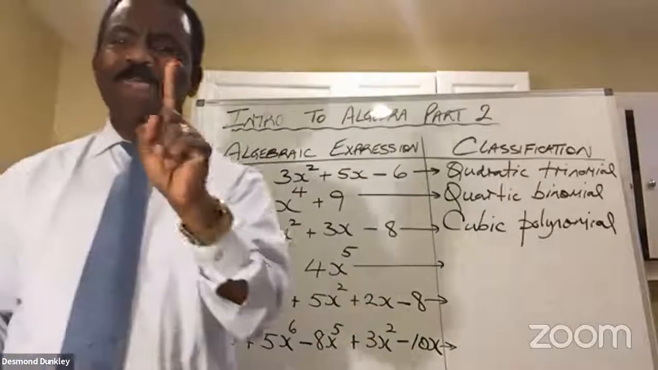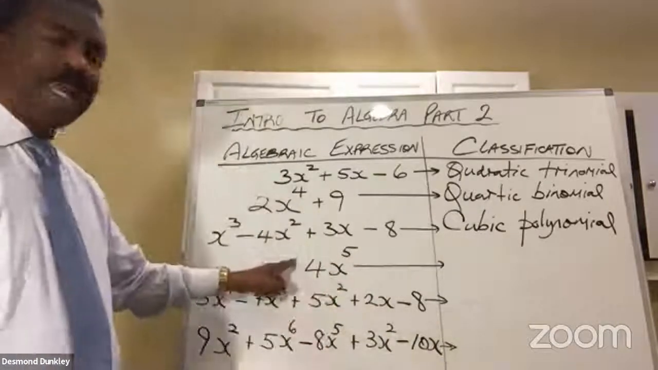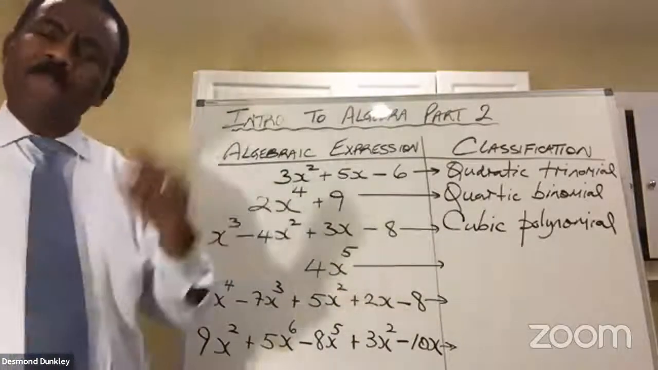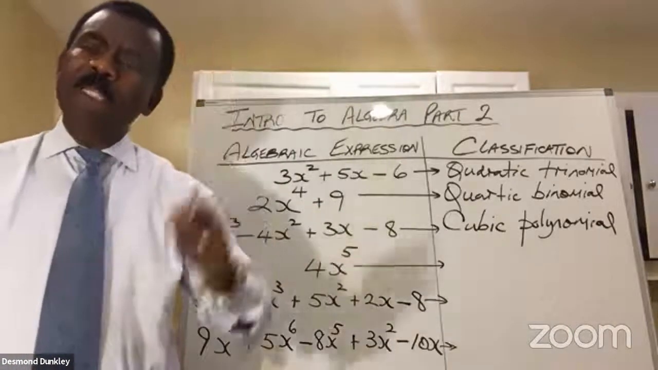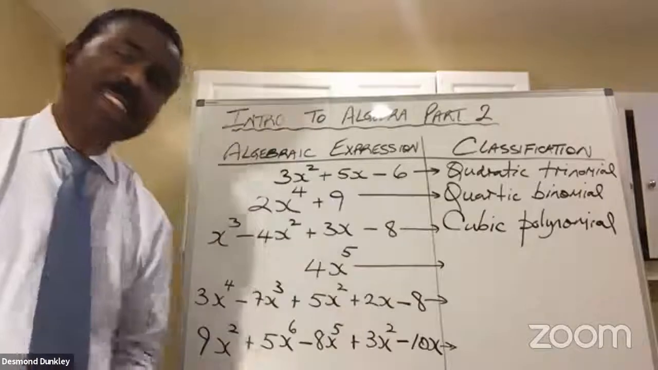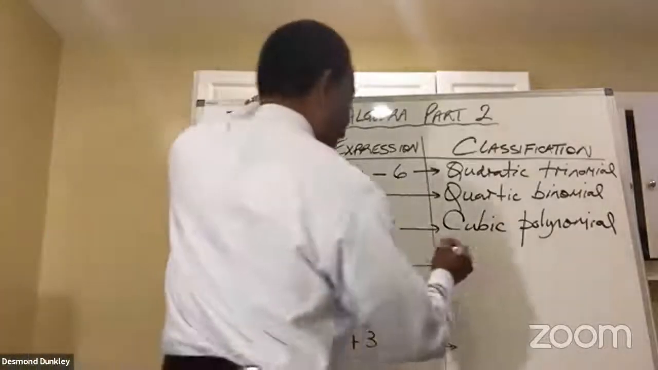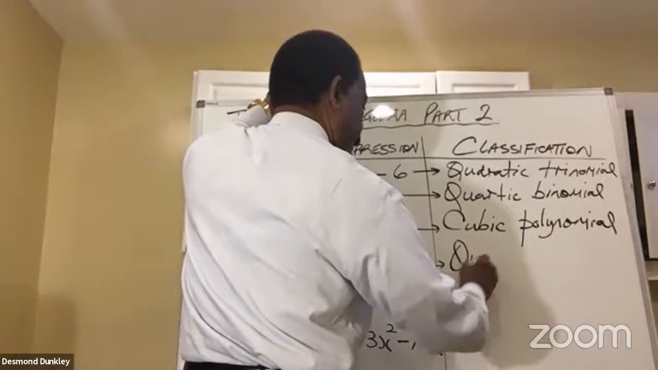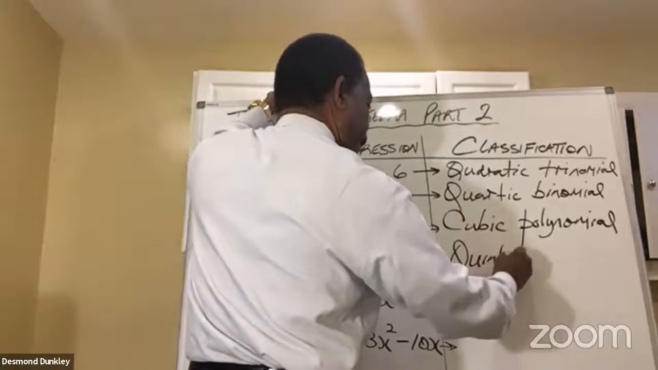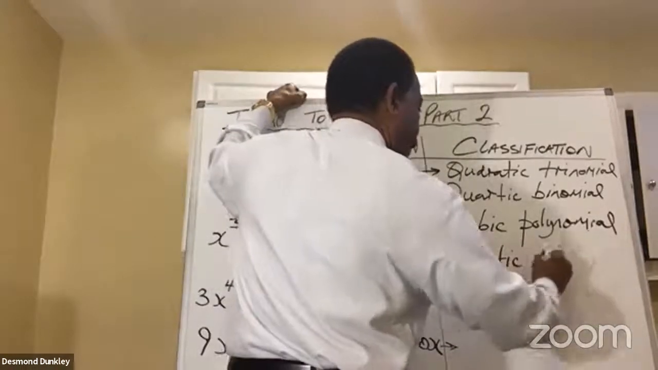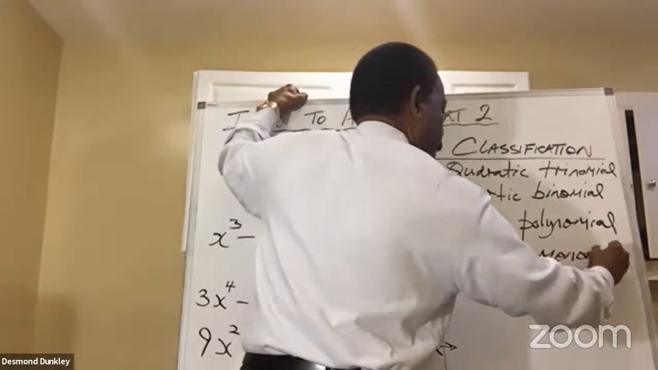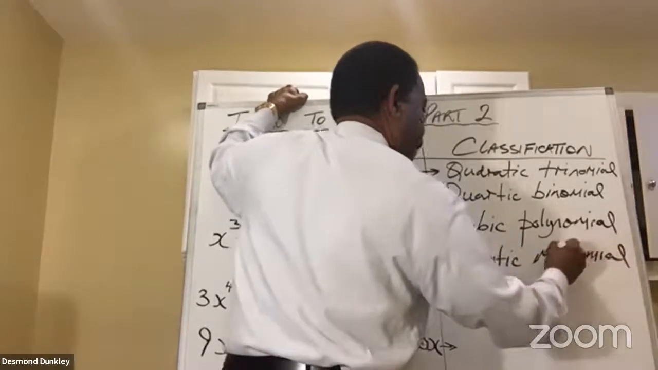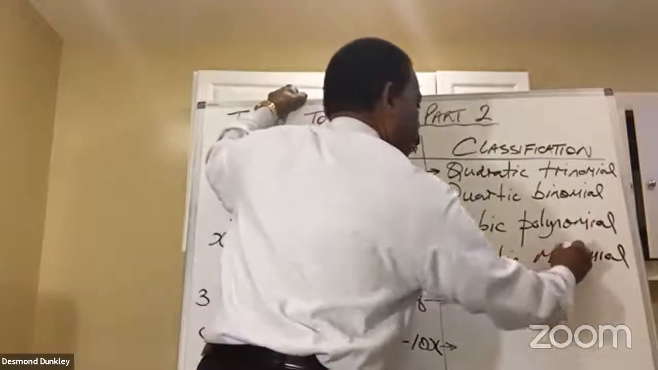Now this one is cute. Just 1 term only, and it's to the power 5. So if it is 1 term, it's a monomial, and if it's a power 5, it's called quintic. So it's a quintic monomial.